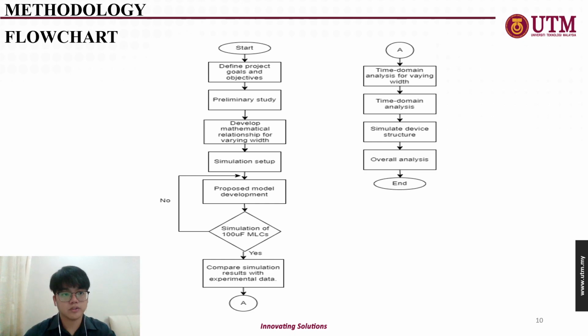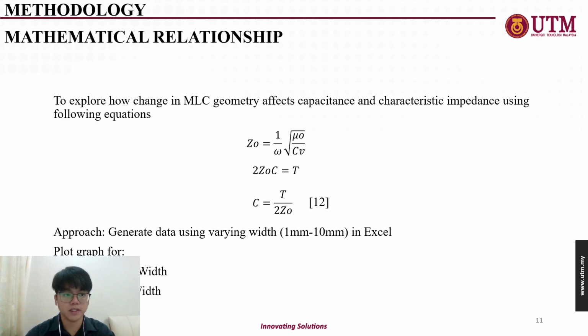So going to the methodology, this is my flowchart. The flowchart combines the three parts of the objectives, including the mathematical relationship part, the time domain response, and also device structure simulation. The first part is the mathematical relationship. I will need to explore how changes in MLC geometry affect the capacitance and characteristic impedance using the following equation from the relevant research paper. I generated the data using varying width from 1mm to 10mm using Excel, and I plotted the graph for capacitance versus width and also impedance versus width.